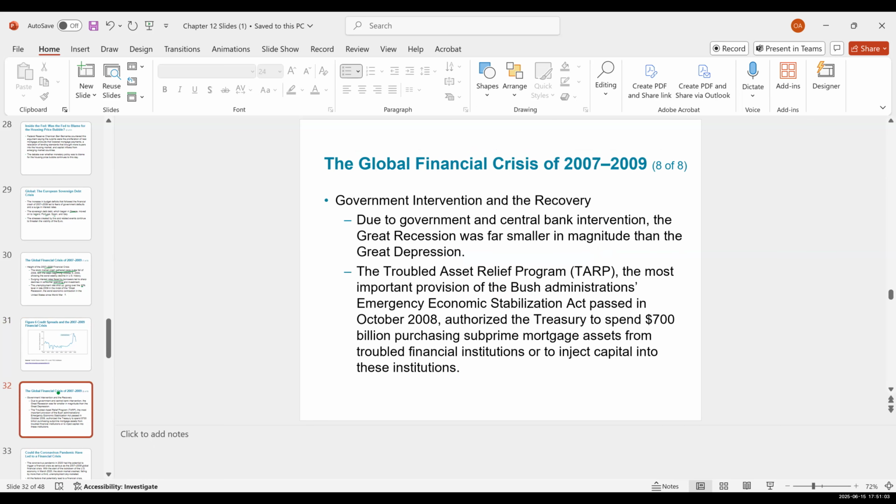So here's some additional governmental intervention and recovery effort. Due to the government and central bank intervention, the Great Recession was far smaller in magnitude than the Great Depression. The Great Recession of 2007, because there was a lot of intervention in the marketplace. Okay, so you can read a little bit more during your free time about some of the programs that the government had to come up with.